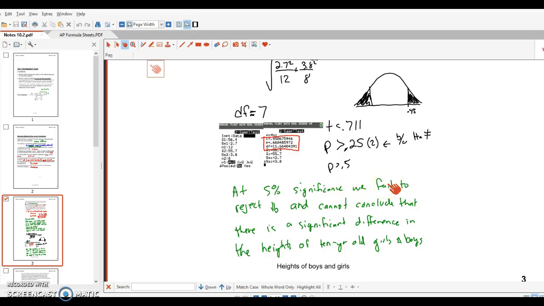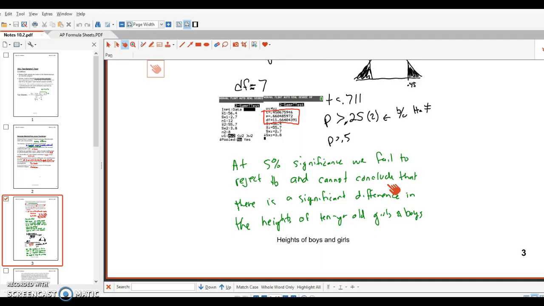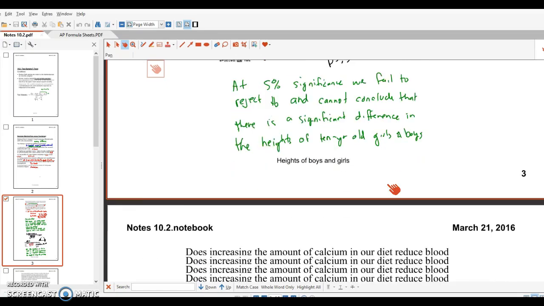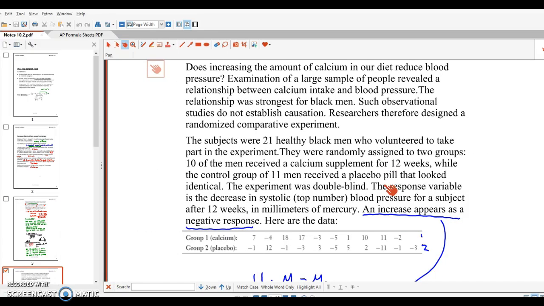Therefore, we cannot conclude that there is a significant difference in the heights of 10-year-old boys and girls based on this data. Okay, another example, looking at whether calcium would reduce blood pressure. The previous studies had shown that this relationship was strongest for Black men, so we're going to recruit subjects of that gender and ethnicity to take part in our experiment to make our standard deviation as small as possible. We want to get a very specific group.